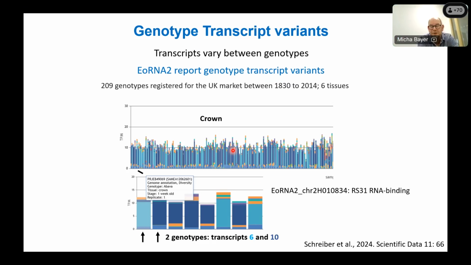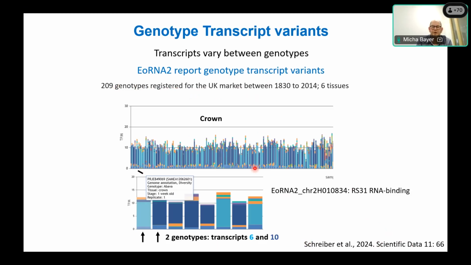What is really nice about EORNA2 is it has a whole pile of different diversity panels, which we didn't have before on EORNA version 1. That allows you to study in quite a lot of detail the different genotype differences in gene expression. The example I've given here is one tissue from 209 genotypes that were registered for the UK market. And this was from Miriam Schreiber's paper in 2024.